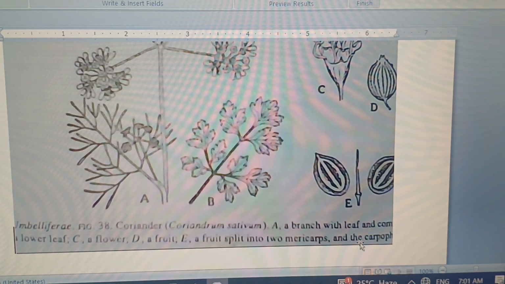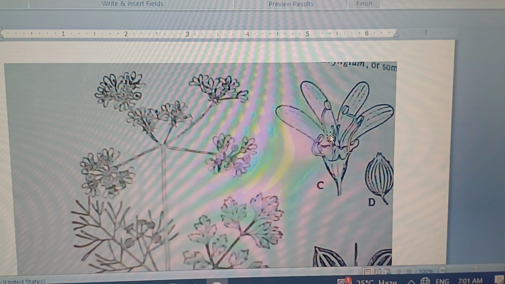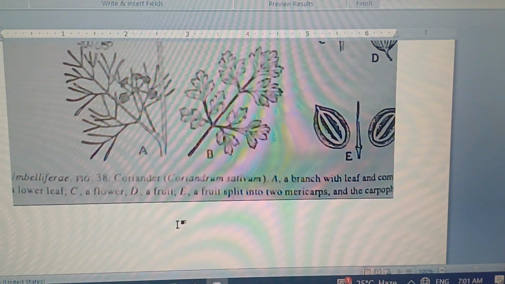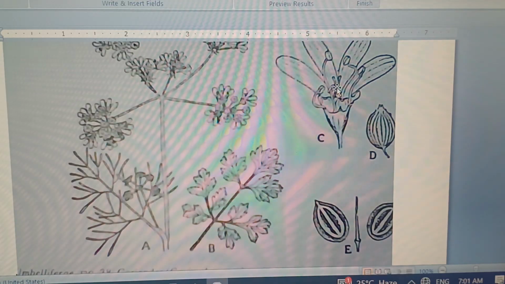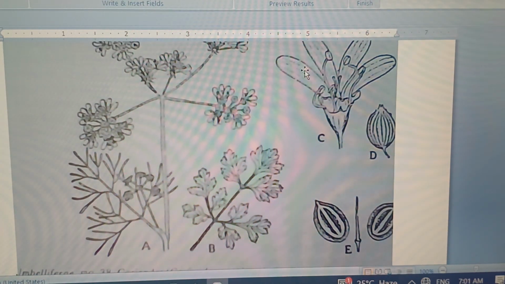See, generally it is a branch where you can feel the leaves which are dissected. Now you can watch the flower, how the inflorescence is there. You can watch the fruit, and here you can see the arrangement of the petals and stamens. You can feel the arrangement of petals and stamens. And this is the ovary and style.